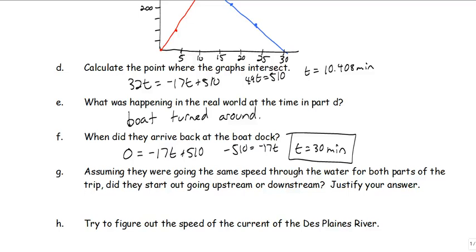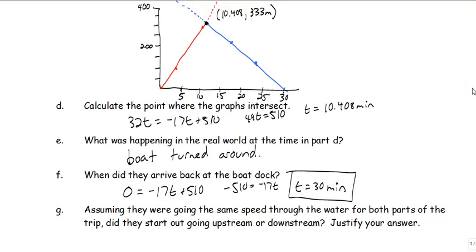Now, there's a few things you can do to justify your answer. First of all, just look at the graph. Which one did they start off going faster at? What was the faster slope? It looks like the beginning of the journey, they were moving faster.